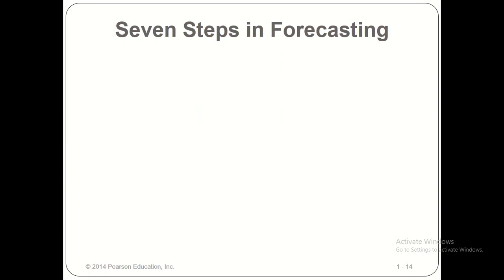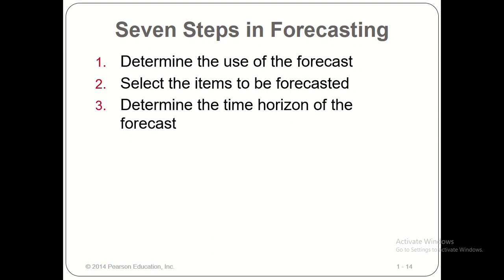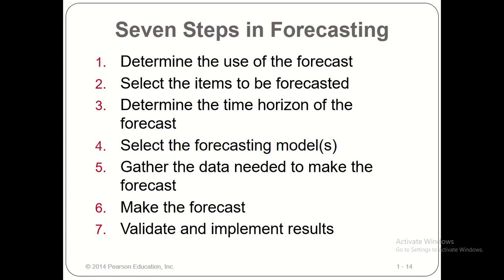So, we have these 7 steps in forecasting. First is determine the use of the forecast. Para asa man ni? Ako ang i-forecast, no? Select the items to be forecasted. Determine the time horizon of the forecast. Select the forecasting model. Gather the data needed to make the forecast and make the forecast. And last one is validate and implement results. So later, we are going to discuss specifically about the forecasting model and then how are we going to compute about that specific na forecasting model.